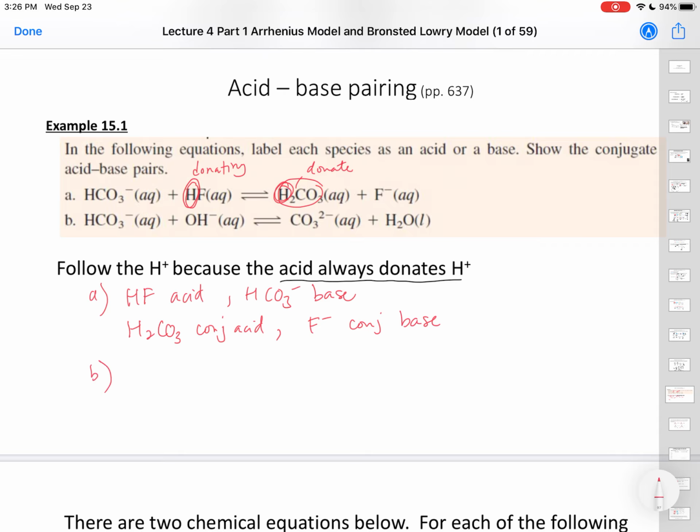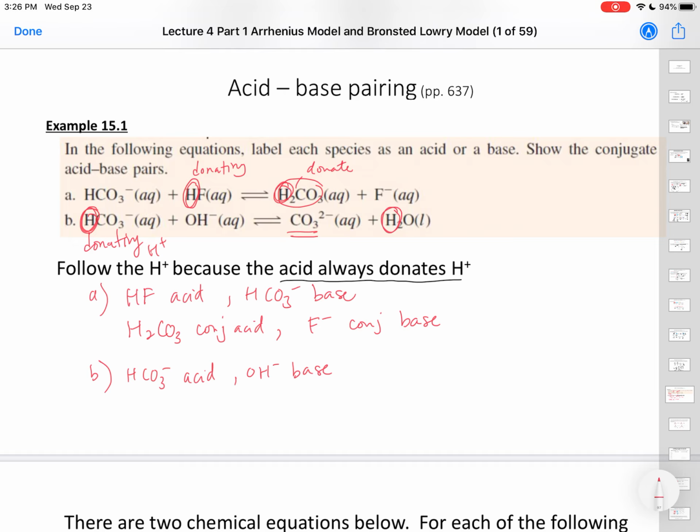Okay, let's look at B. Again, HCO3- or bicarbonate is reacting with OH- to form water and CO3 2- or carbonate. Notice in this case, this is actually donating an H+, right? To form this, right? So it's losing the H+ or donating the H+. So really your HCO3- in this case is your acid, okay? And your OH- is your base, okay?